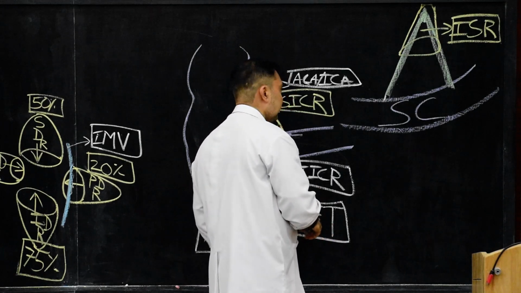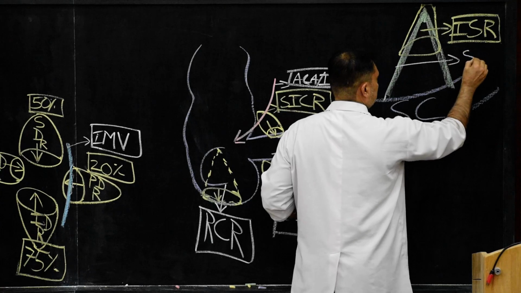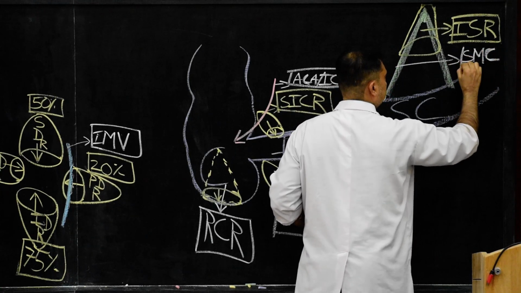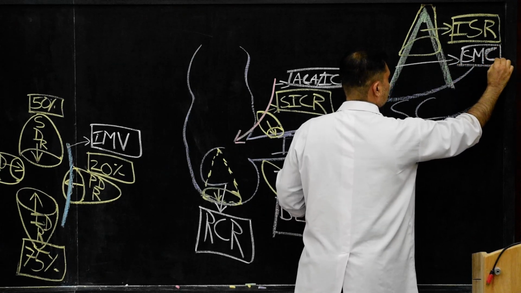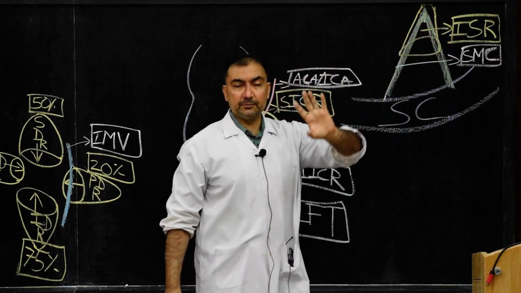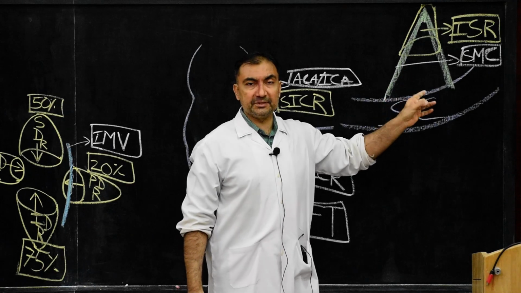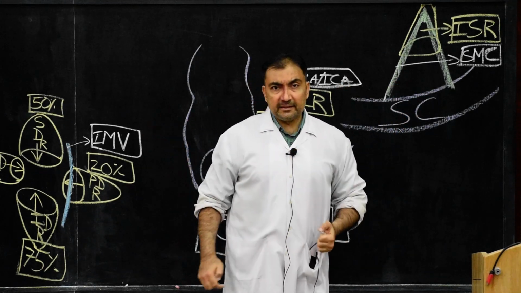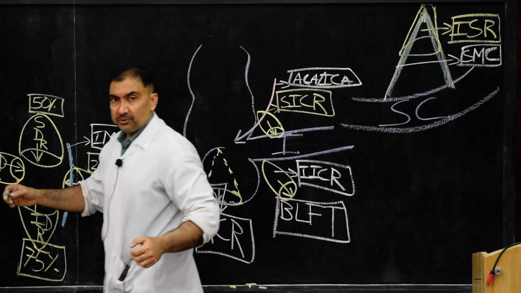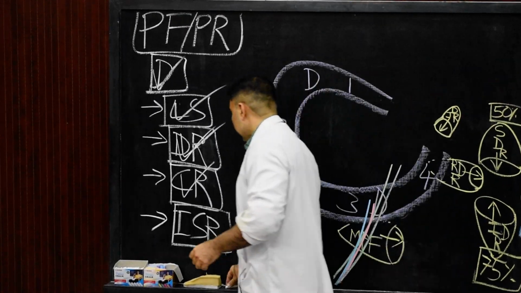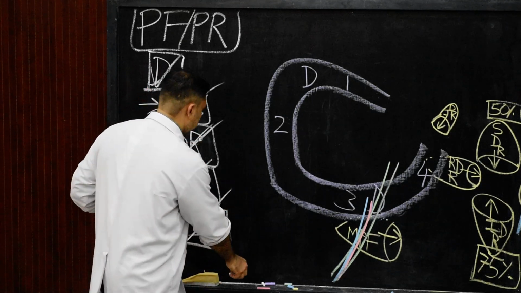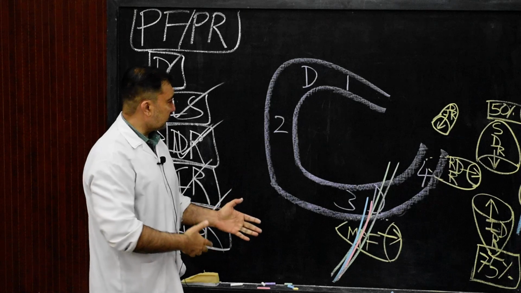And here this structure is the sigmoid mesocolon. So behind the apex of the sigmoid mesocolon is the intersigmoid recess, the last of the peritoneal foci or recesses. Now we have finished the intersigmoid recess also. What is the applied anatomy of this entire set of peritoneal foci or recesses?